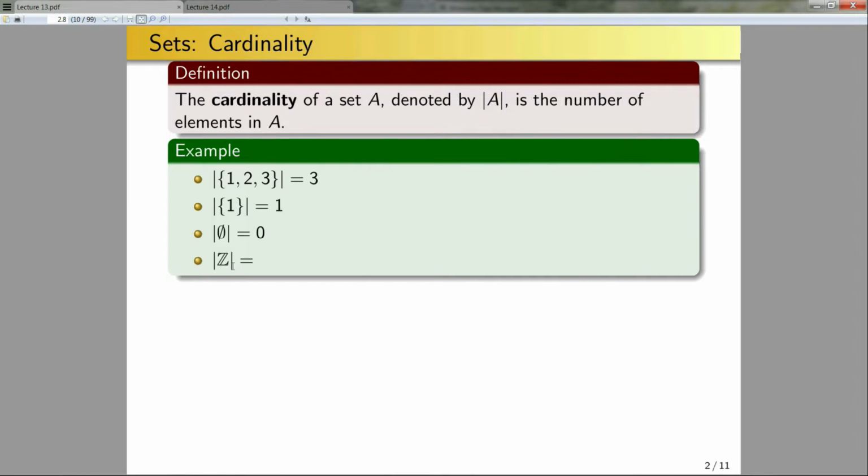And the cardinality of Z, what would that be? Well, infinity. We're going to quantify this a little bit later, but for now we'll say that it has an infinite number of things in that set.